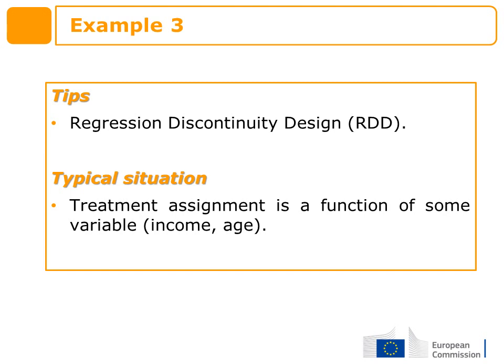For example, considering the example above, assume that we arrived at the RDD estimate of plus 0.05. We can conclude that the job training program has increased the probability to find a new job by 5% for the individuals with an income indicator slightly less than €250. However, this gives no information about how the treatment affects individuals far from the threshold point.